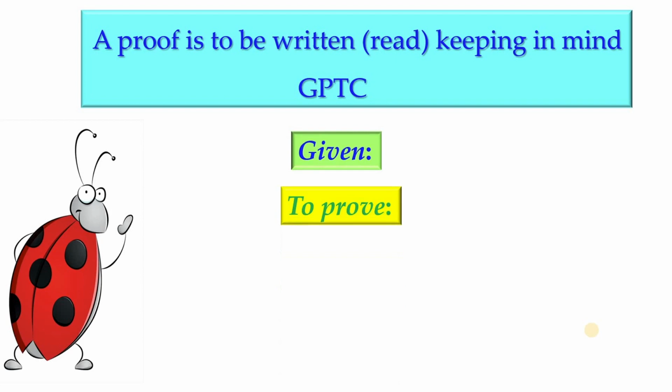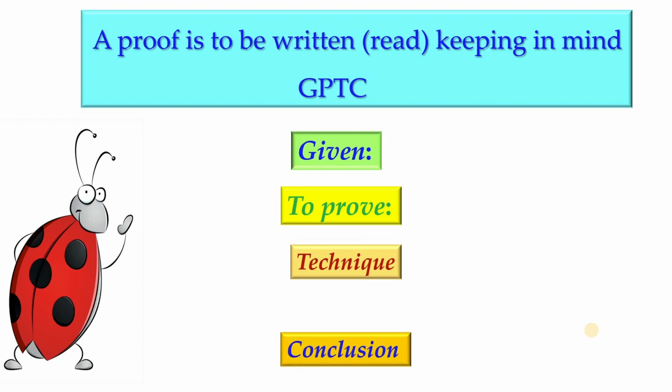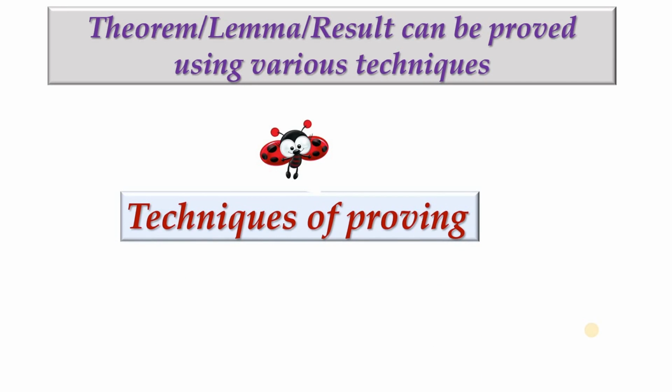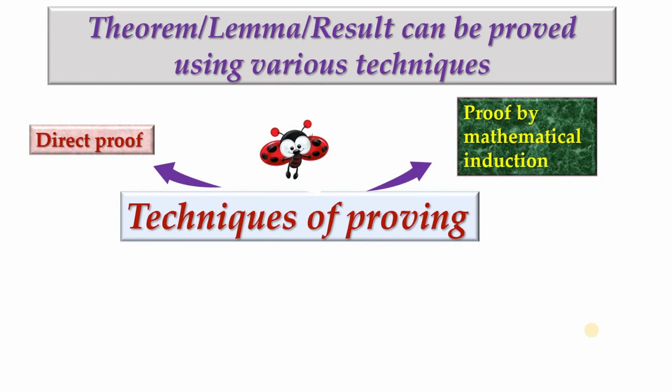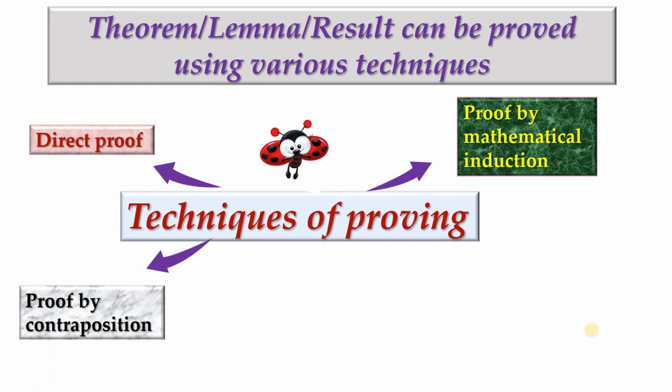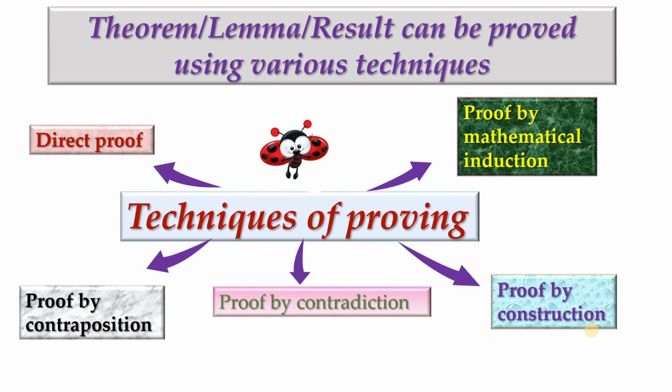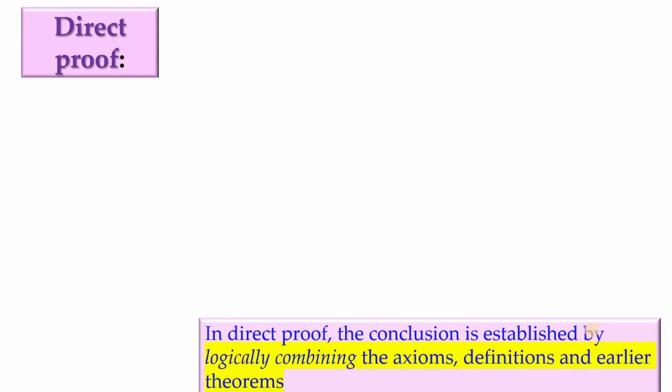given, P stands for what is to be proved, and T stands for the technique involved in proving the result, and finally the conclusion. A theorem or a lemma result can be proved using various techniques. So the techniques of proving are direct proof, proof by mathematical induction, proof by contraposition, proof by contradiction, and proof by construction.